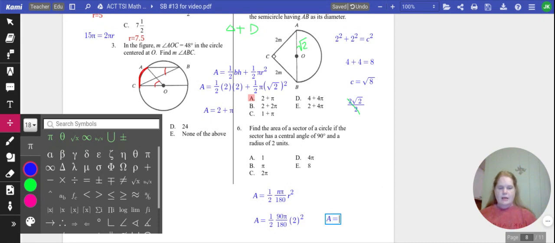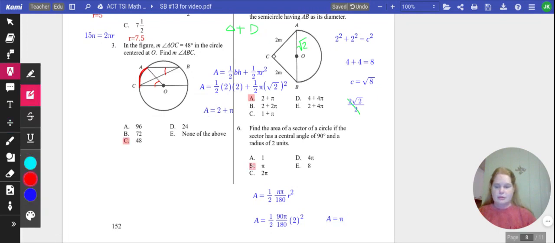Area is a half times 90 over 180 is another half. That's a fourth. And 2 squared is 4 times the pi in there. So that's basically 1 times pi, which is pi. So you can do all that math to find out your answer is just simply pi to this problem.